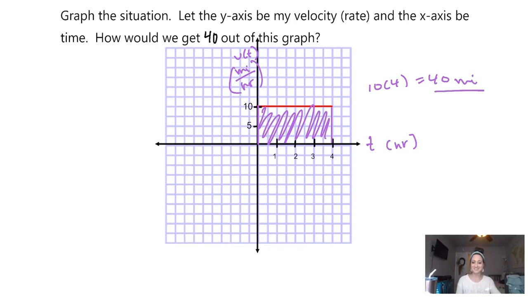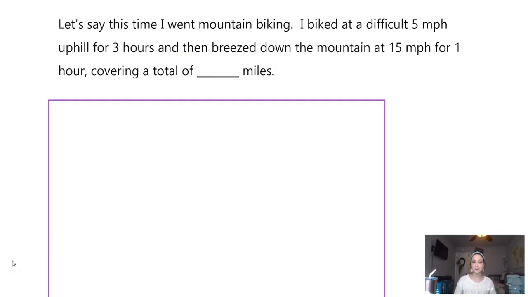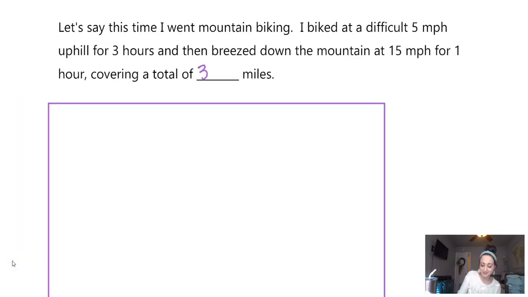All right, so let's say that this time I went mountain biking. I biked at a difficult 5 miles per hour uphill for 3 hours, and then breezed down the mountain at 15 miles per hour for 1 hour. So I went 5 times 3, which is 15, and then another 15 down, covering a total of 30 miles.